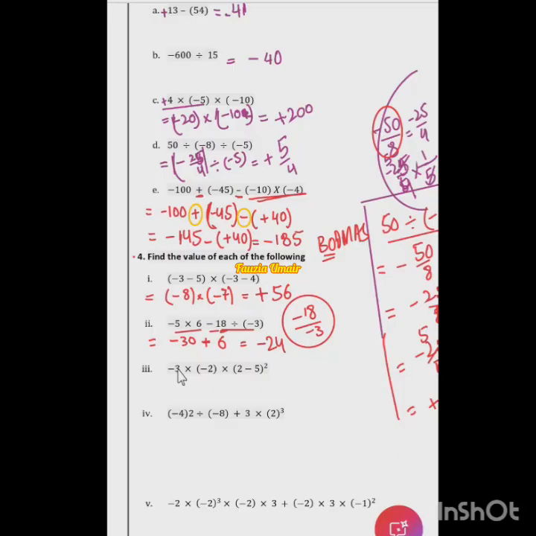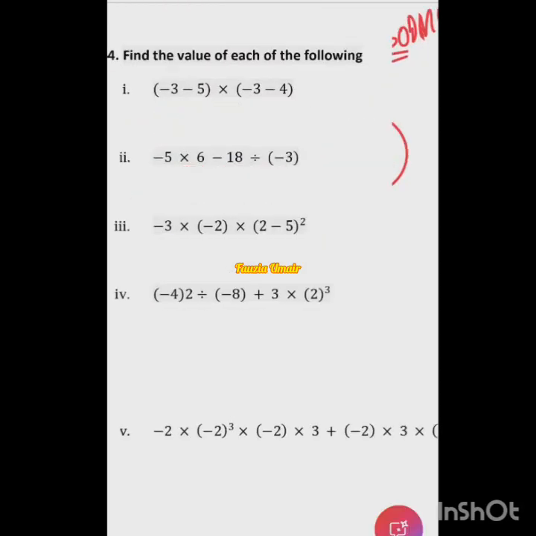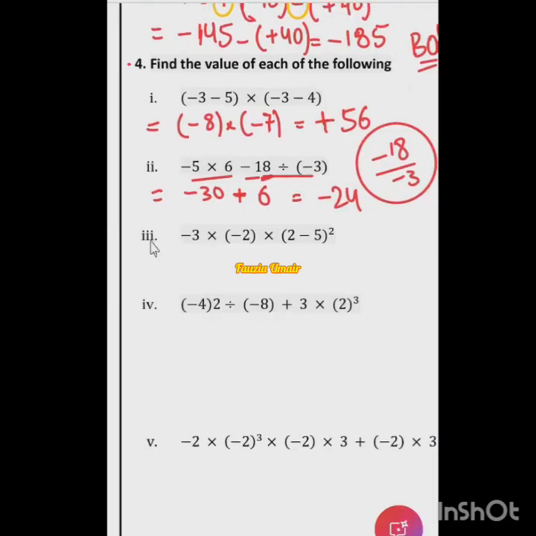So now the bracket would be solved first in question number 3. Can you see the questions clearly, beta? Yes, ma'am. So we will solve the bracket first. Minus 3 into minus 2 multiplied with what will come in the bracket? 2 minus 5, unlike terms. So we will subtract and put the minus sign. Minus 3, that's right, and the power.